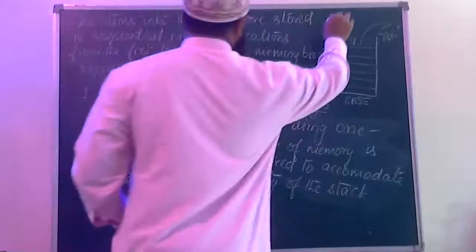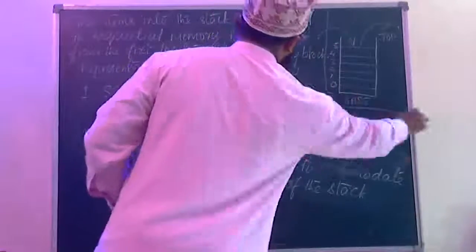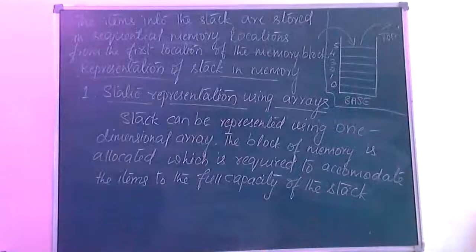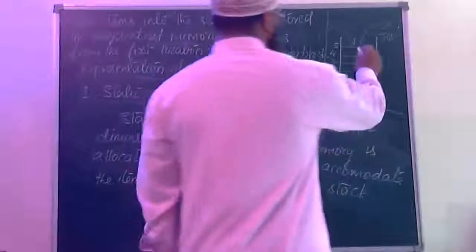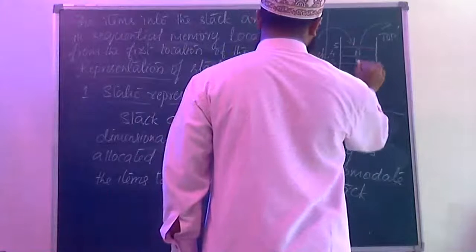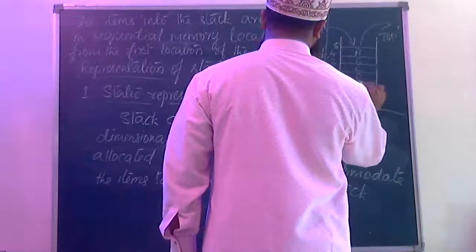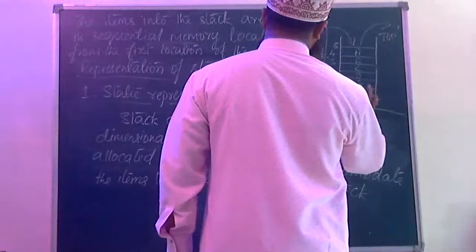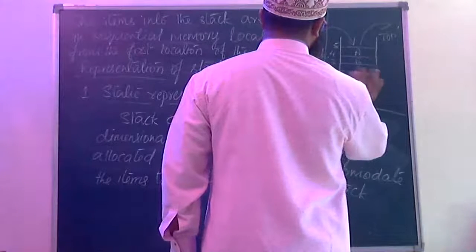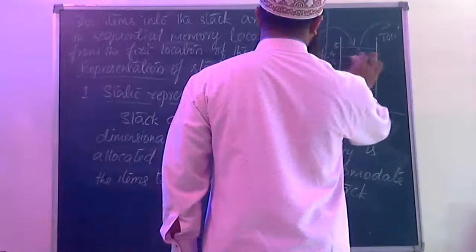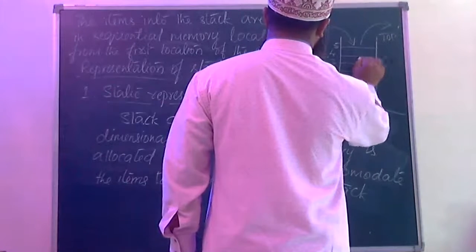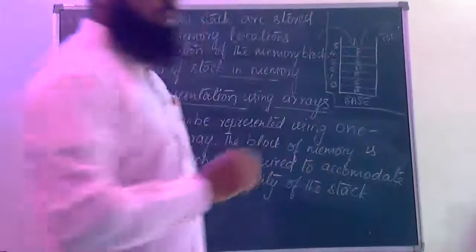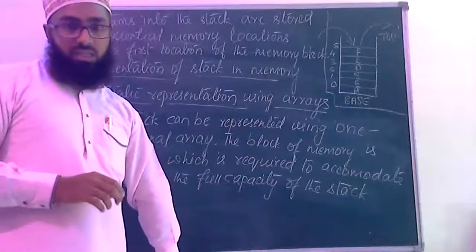Okay, dear students, you are already familiar with the one-dimensional array. Think of this as an array. It contains some items like A, B, C, D, E, F, or we can take them in reverse order. What is the condition of a one-dimensional array?